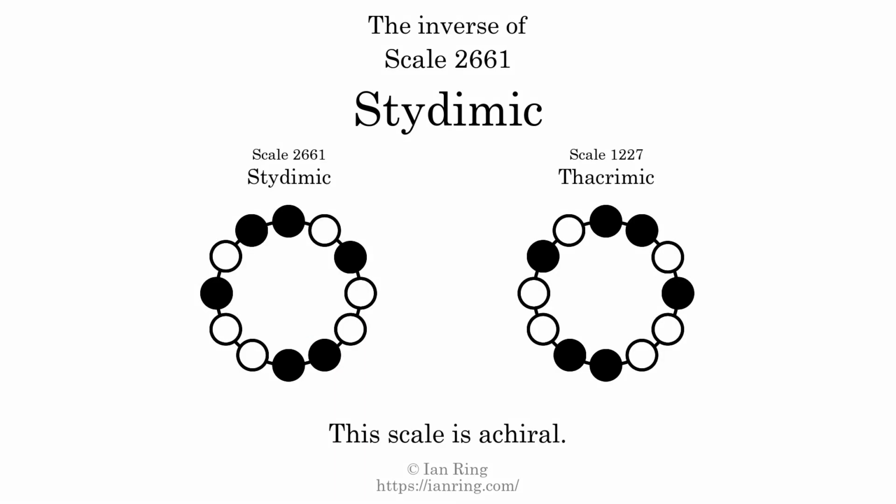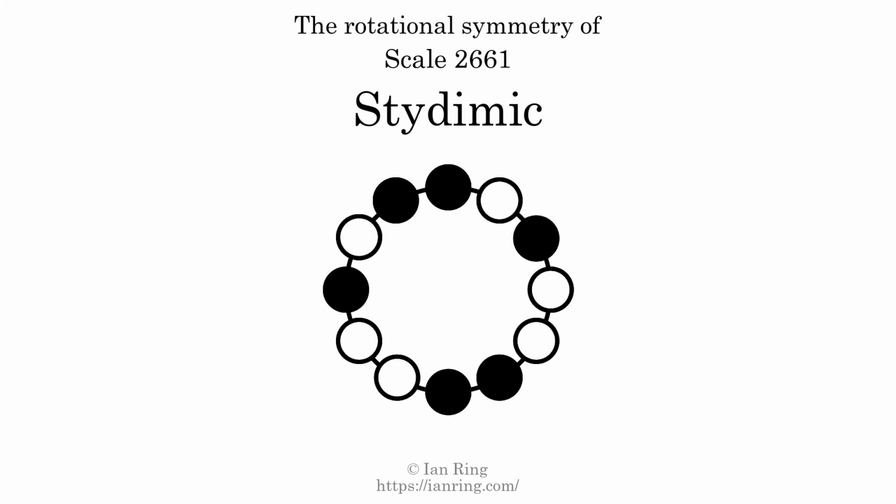The inverse of a scale is a mirror image. It is what you get when the sequence of intervals is reversed. The inverse of this scale is scale 1227, also known as Stydimic. This scale is achiral, since it can transform into its own reflection by a rotational transformation. This scale has no rotational symmetry.